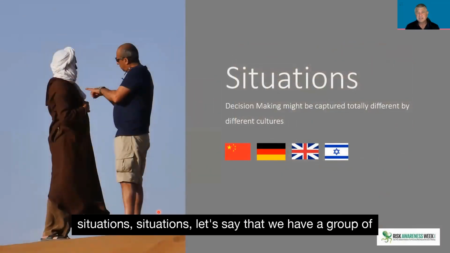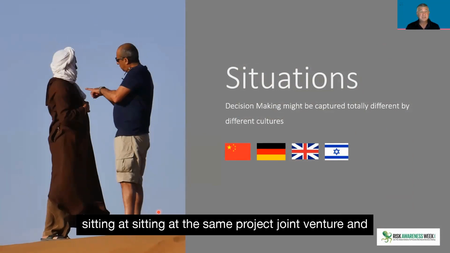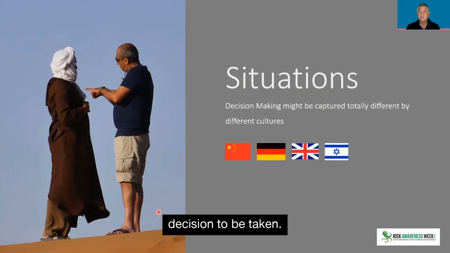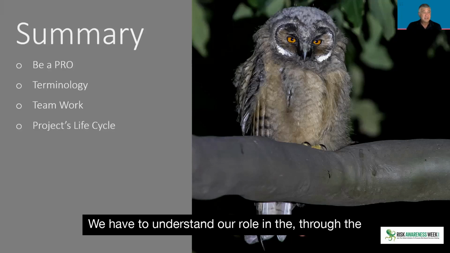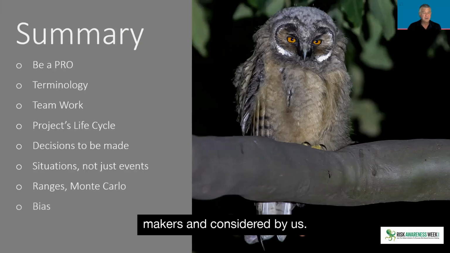Situations, let's say that we have a group of Chinese, Germans, English people and Israeli people sitting at the same project, a joint venture, and trying to discuss between them what is the best decision to be taken. We have to understand our role through the project life cycle, use Monte Carlo, produce a range for the decision makers, and consider bias.